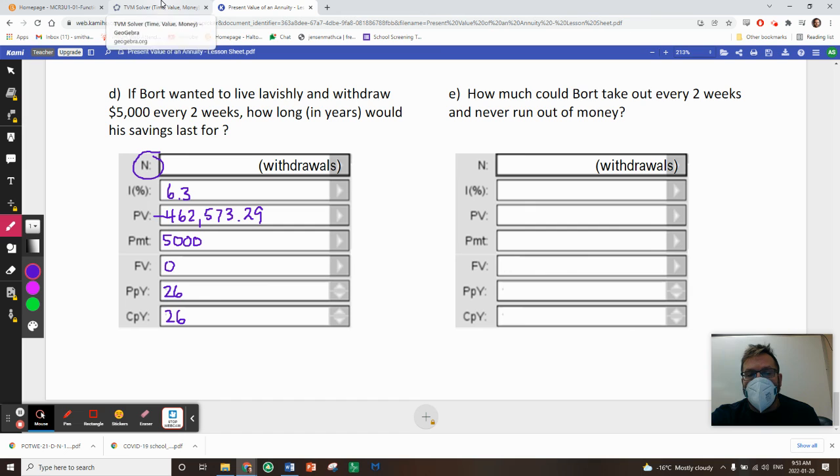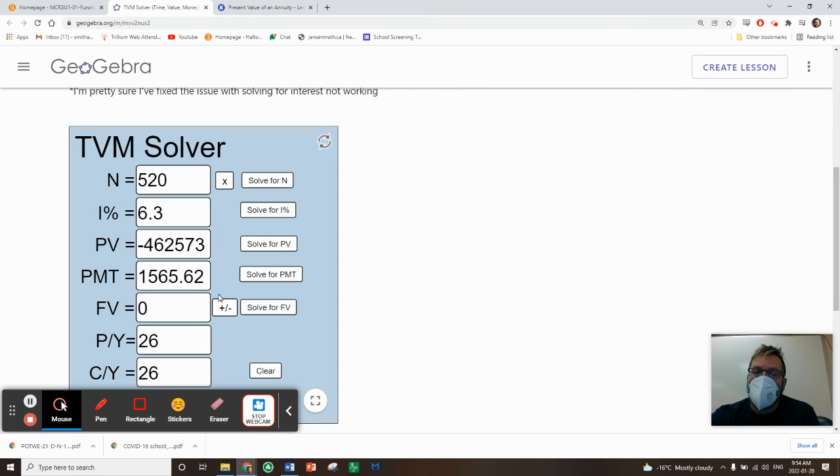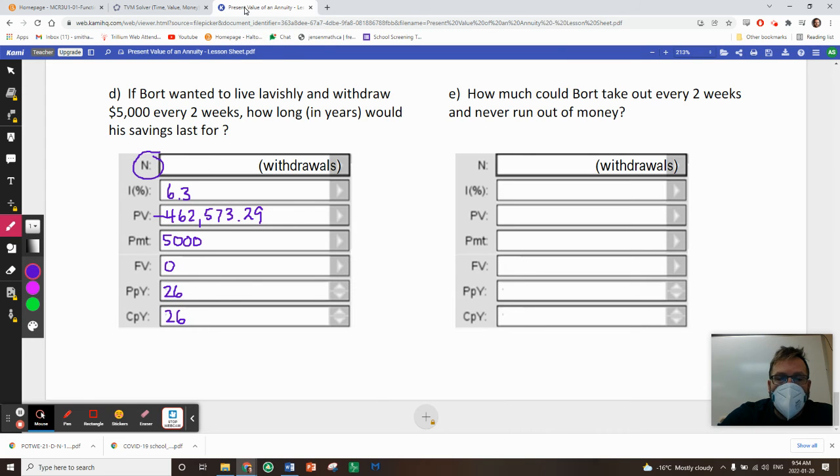And the great thing is, from the previous question, all you guys have to change is the 1565.62, change it to 5,000, and then re-click on N. Amazing. 104, we'll call that 105. Head back to the notes. 104.88. Did you guys get that as well before I do more stuff? Yeah? How many years is that?